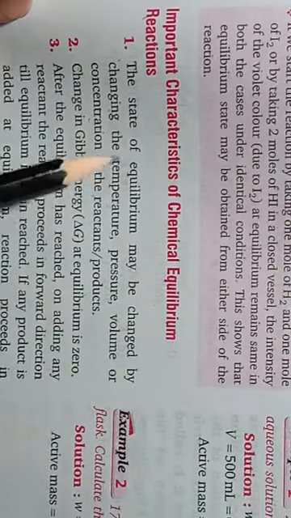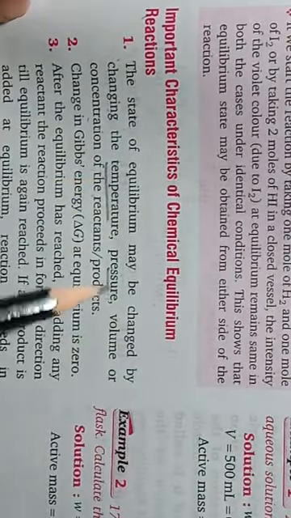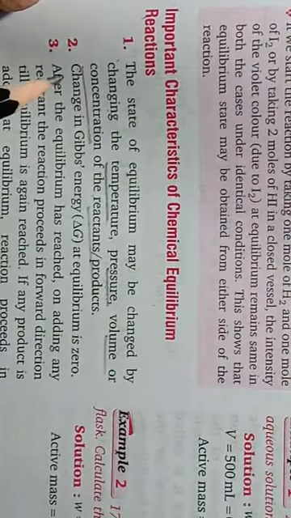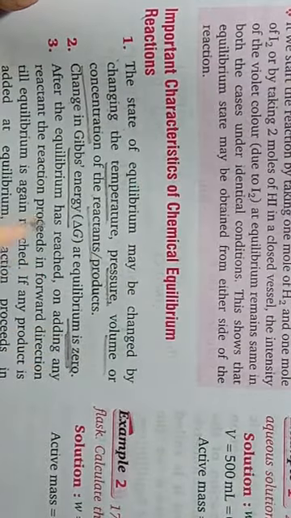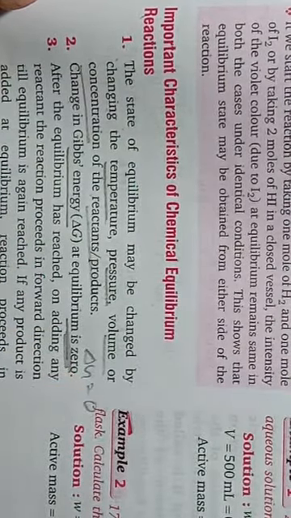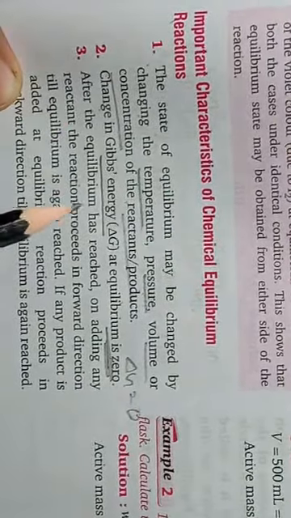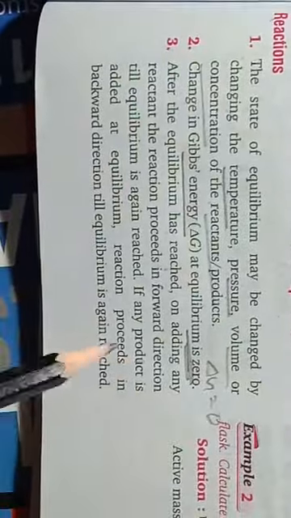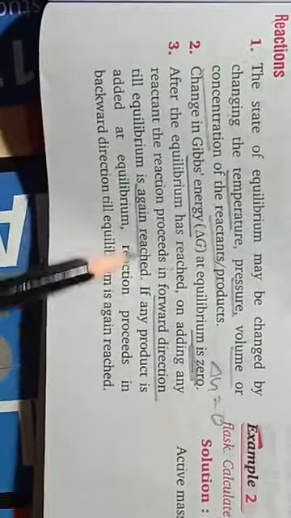Okay, so a state of equilibrium can be changed by changing the temperature, pressure, volume, or concentration of the reactants or products. Then second point, the change in Gibbs energy at equilibrium is 0. So the value of delta G will be equal to 0 at the state of equilibrium. Then third point, after the equilibrium has been reached, on adding any reactant, the reaction proceeds in the forward direction till equilibrium is again reached.